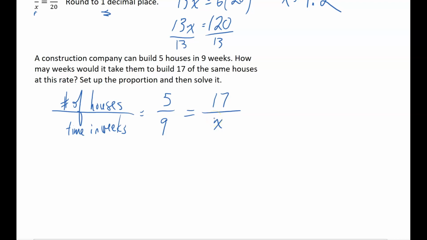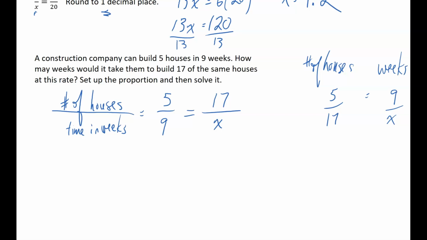Okay. Alternatively, you could do number of houses and then weeks over this way. So we would do 5 houses in 9 weeks, 17 houses in X weeks. You'll see if I do cross multiply and divide that we both get the same thing.